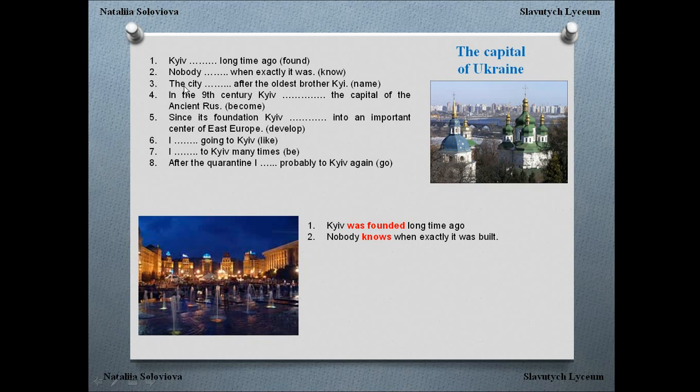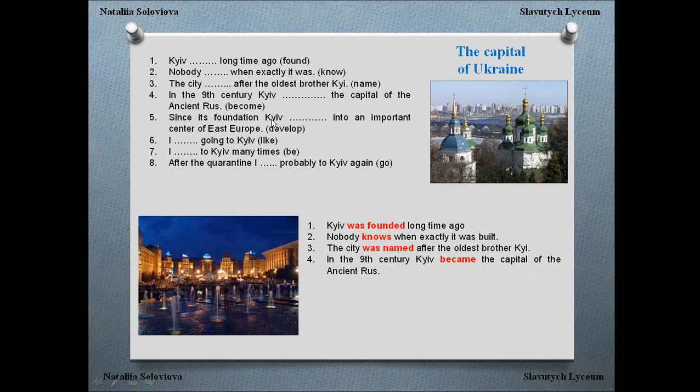Number 3, the city after the oldest brother Kiev. We have already seen this construction. To name after. The city was named after the oldest brother Kiev. In the 9th century, Kiev, the capital of the ancient Rus. We have a date, so we should use past simple. Kiev became the capital of the ancient Rus.